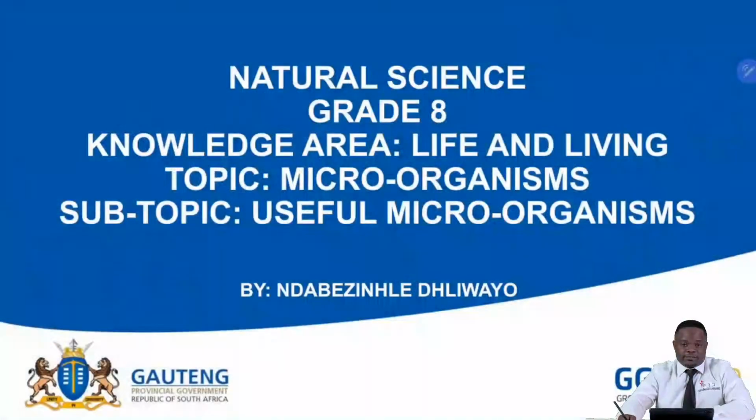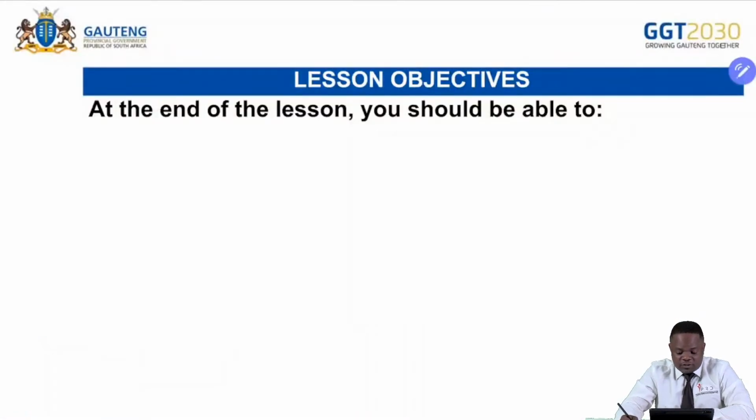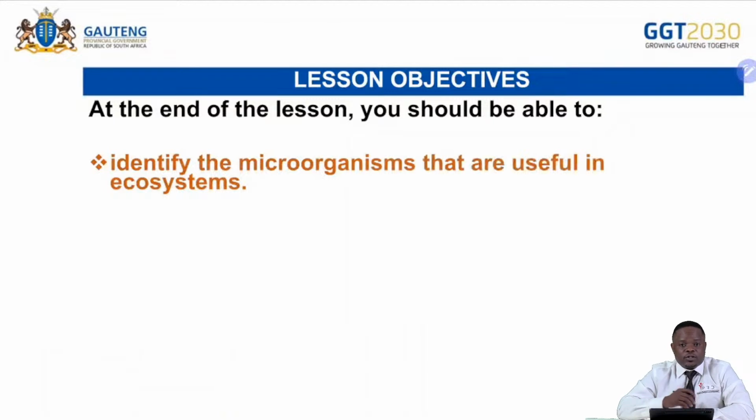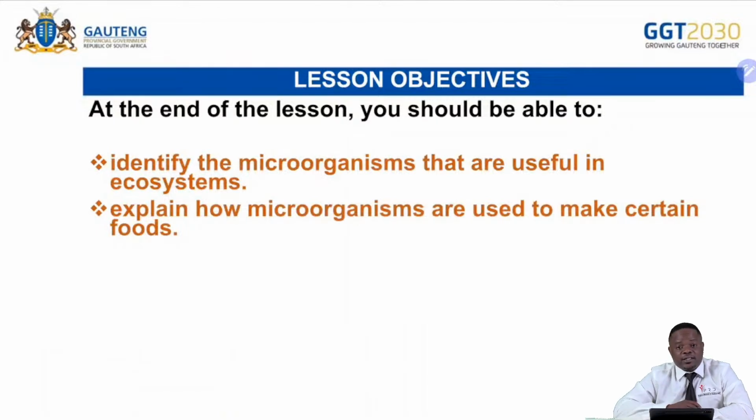In our lesson today, we are continuing with our area on microorganisms. And today we want to focus on useful microorganisms. So what are our objectives for our lesson for today? At the end of the lesson, you'll be able to identify the microorganisms that are useful in the ecosystem. So go through them. What are they used for? And then also you'll be able to explain how these microorganisms are used to make certain foods.